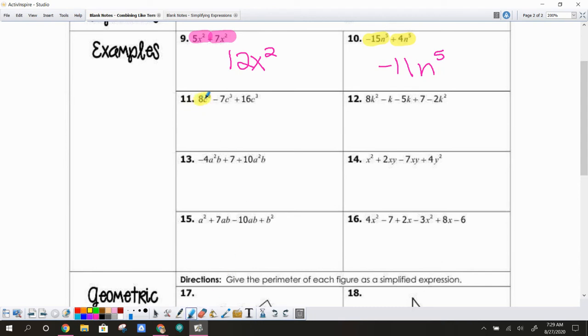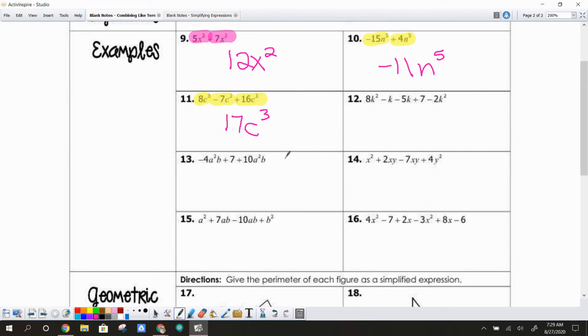And for number 11, you should see that they are all the same term. C to the 3rd, so I leave C to the 3rd. And I'm just doing 8 minus 7 plus 16. 8 minus 7 is 1, plus 16 is 17.